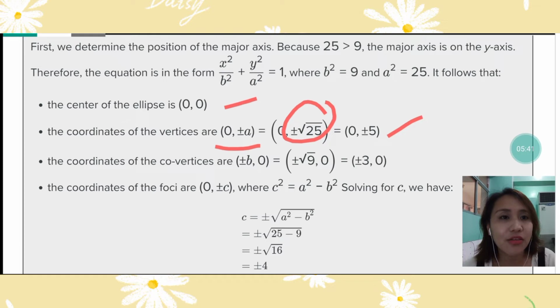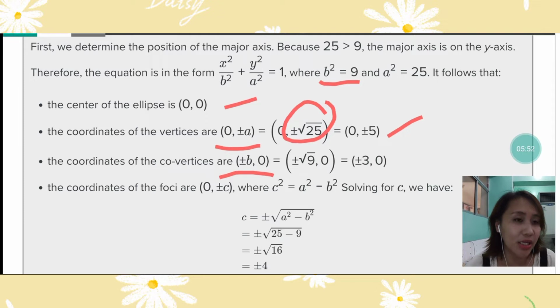The coordinates of the co-vertices are plus minus b, 0. Since we are given b squared as 9, we solve for the square root, and the square root of 9 is simply 3, plus minus 3. That means for your semi-minor axis, that's 3 units going to the right and 3 units going to the left. Now all that's left is to solve for the value of c.